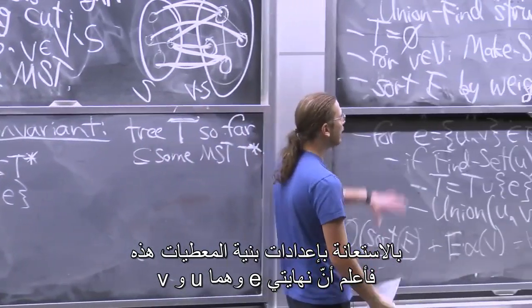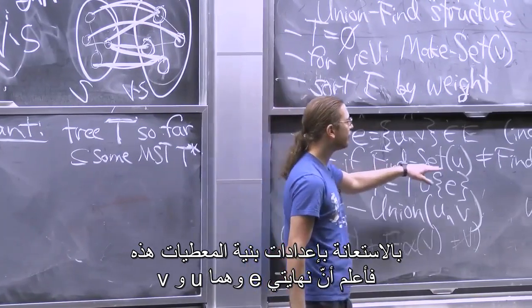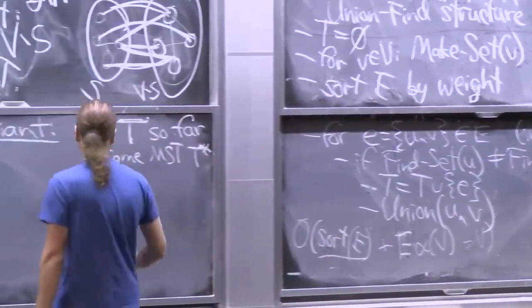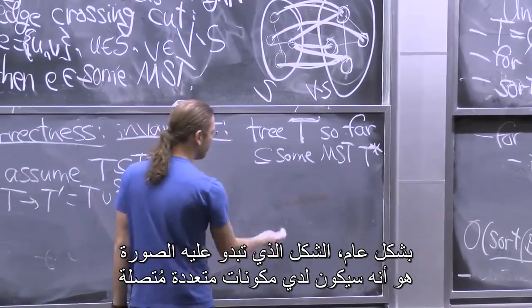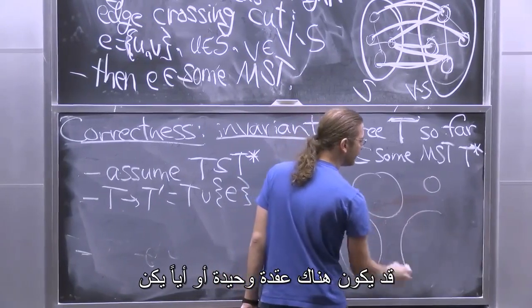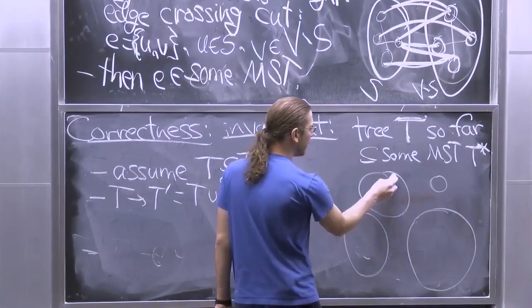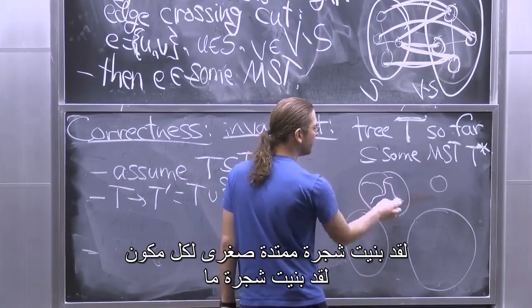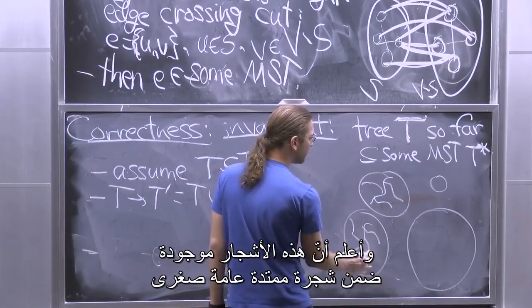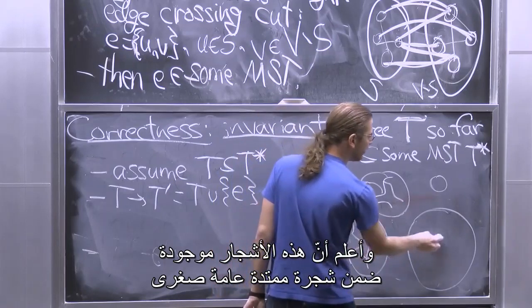By the data structural setup, I know that the endpoints of E, U and V are in different connected components. So in general, what my picture looks like is I have some various connected components. Maybe there's a single vertex, whatever. I've built a minimum spanning tree for each one. I've built some tree. And I actually know that these trees are contained in one global minimum spanning tree.